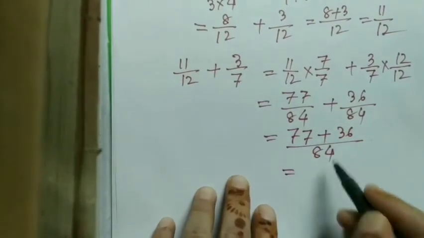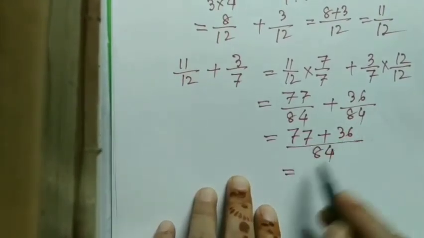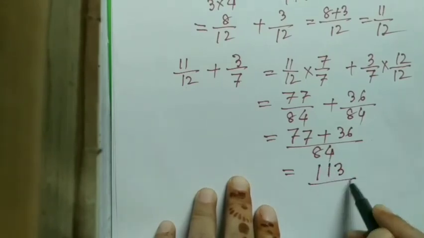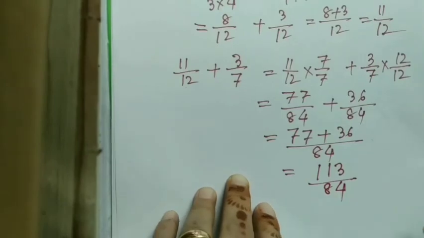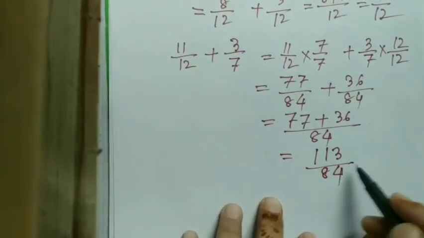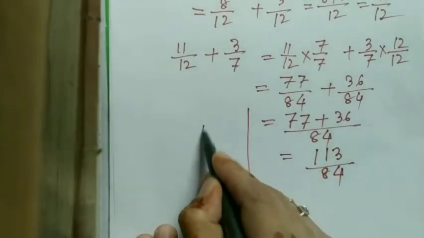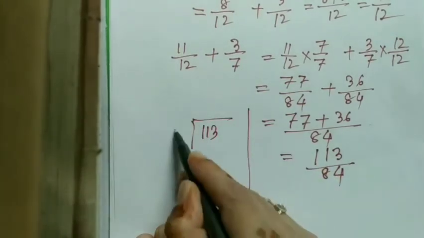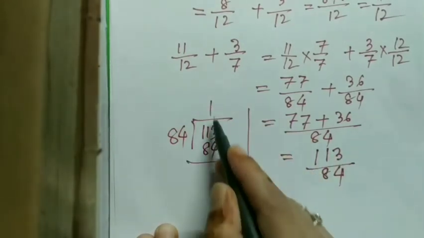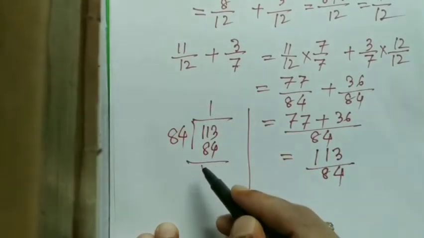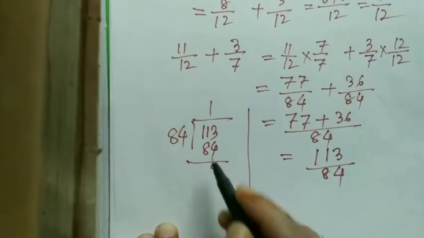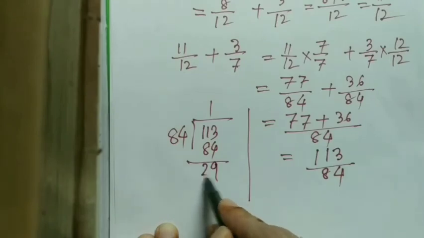So this is equal to 77 plus 36, that is 113 divided by 84. Next we will have to convert it into mixed fraction. Now here I am converting this one, dividing by 84. 84 ones are 84. So here 13 minus 4 is how much? 9, and 10 minus 8 is 2.